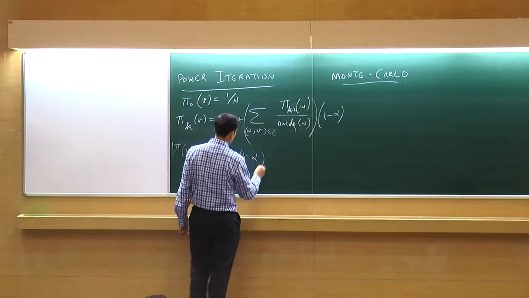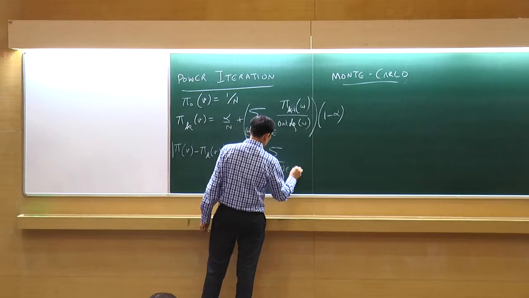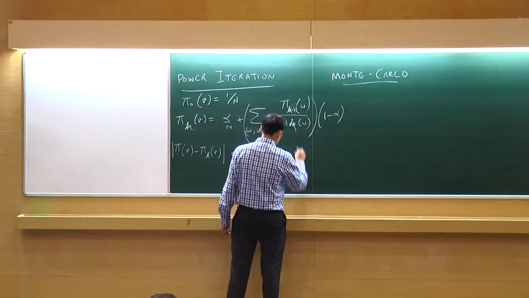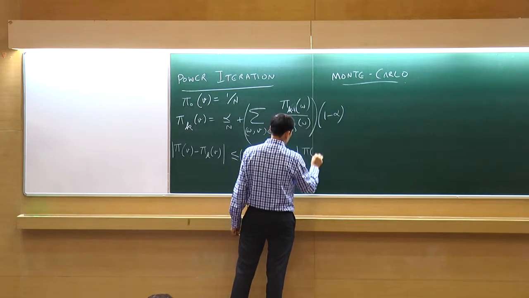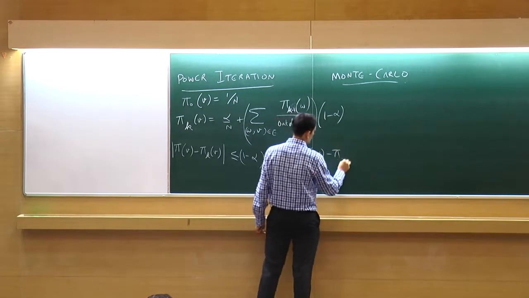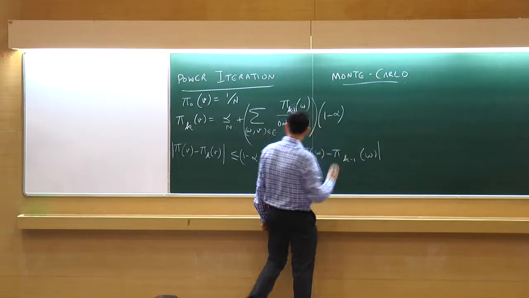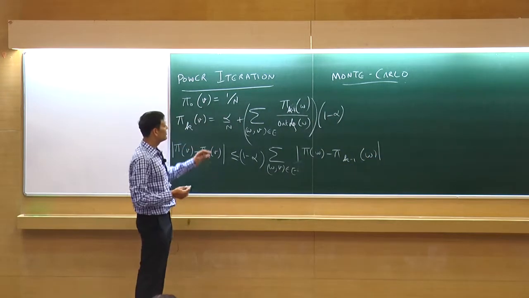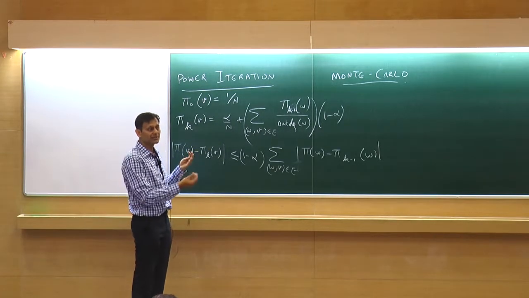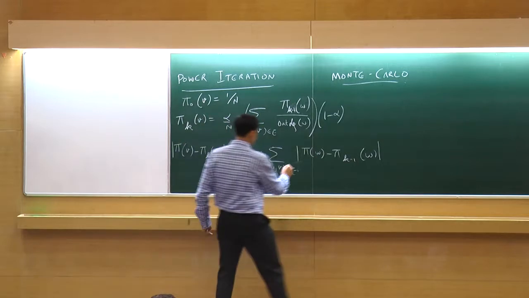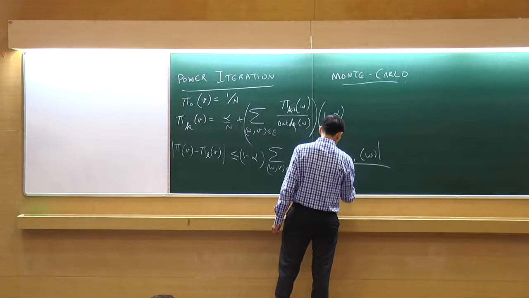The 1 minus alpha remains, and you get summation over (w, v) in E of the absolute value of pi of w minus pi k minus 1 of w, divided by the out degree of w. I know that it was hard to view it from the back, so please do interrupt me early if it's hard to see.